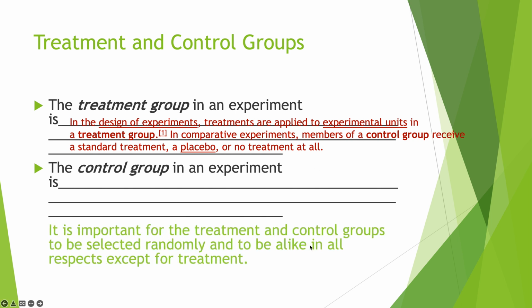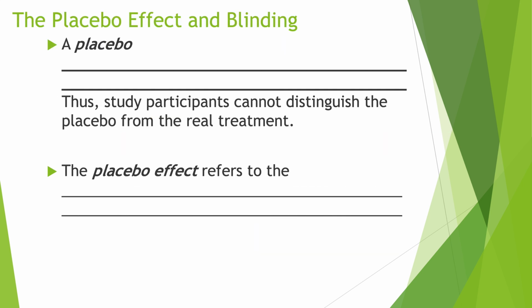It is important for the treatment and the control groups to be selected randomly and to be alike in all respects except for the treatment. If they're not picked randomly and they're not alike, then whatever the thing is that one group is all like and the other group is not could be the difference. That's why it has to be random.